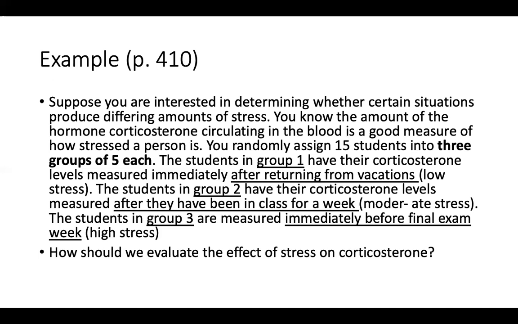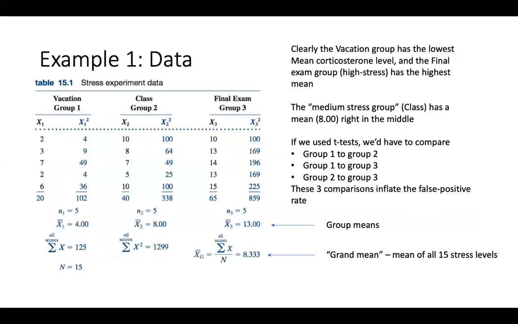How should we do that? Well, let's first look at the data. We've got the vacation group, the group that has had a week of class, and the group that is measured during final exam. As before, the X values are the levels of corticosterone. These are just integer values representing some proportion in the blood.